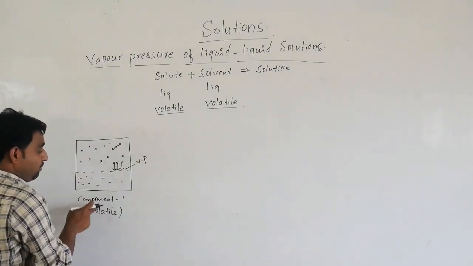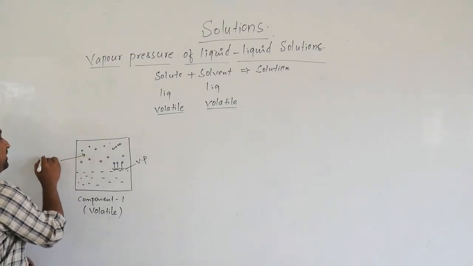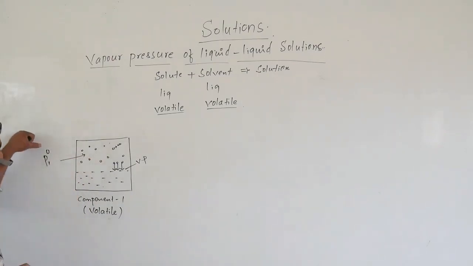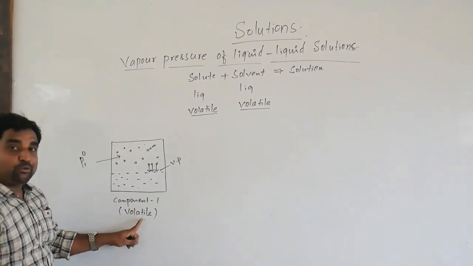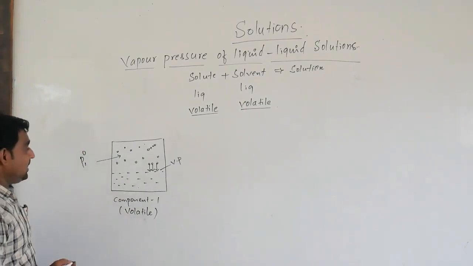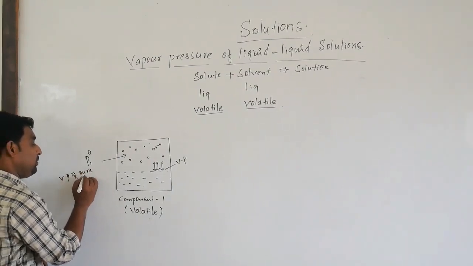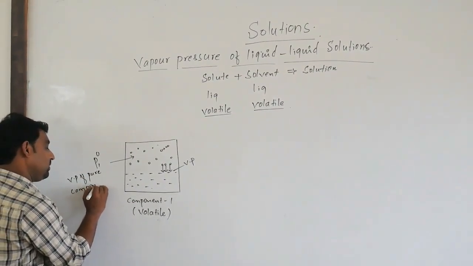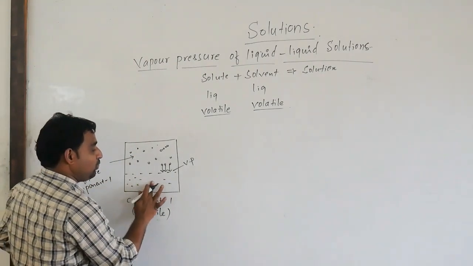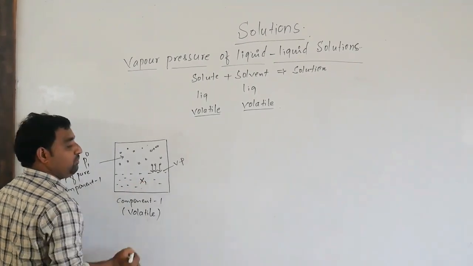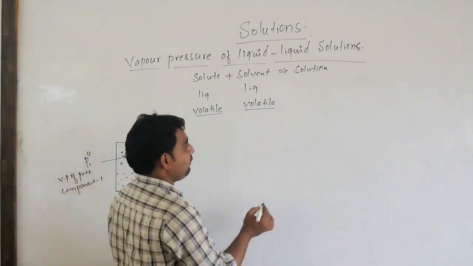Since this is the pure component, the vapor pressure of this one is denoted as P1 naught. Here the naught indicates the vapor pressure of the pure component. Only one component was taken, so that is indicated by the naught. That is the vapor pressure of pure component 1, and this has a mole fraction x1. This is component number 1, and we will take one more volatile liquid.